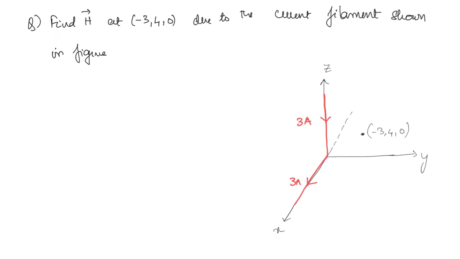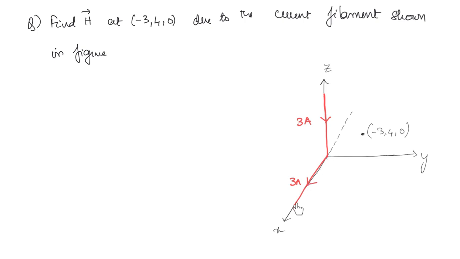Find H bar at (-3, 4, 0) due to the current filament shown in the figure. So this red line is the current filament. You can see that it consists of two semi-infinite lines. One ends here, but its other end is at infinity.